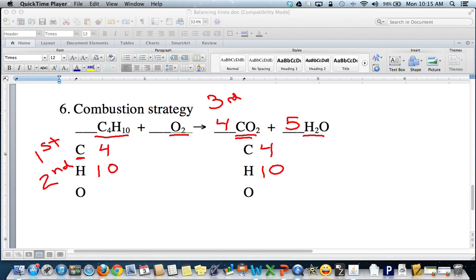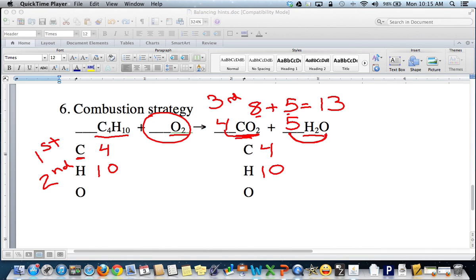Third, count up the oxygens on the product side. We have 8 here, plus 5. 13. That means I need 13 oxygens. Wait, how did you get 8? 4 times 2, 8. And 5 times 1 is 5. That gives me 13.